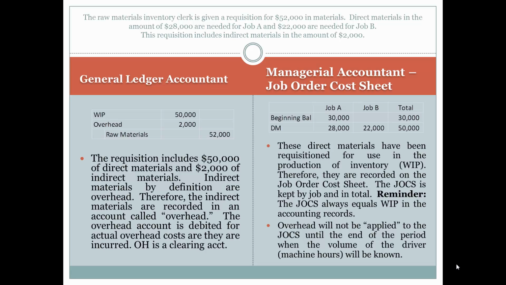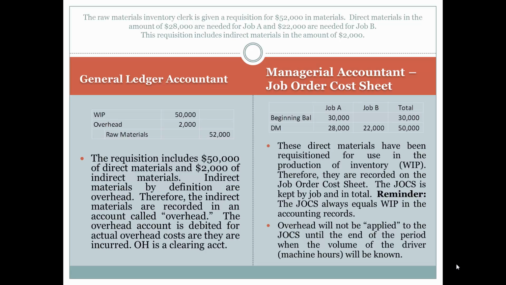The raw materials inventory clerk is given a requisition for $52,000 in materials. Direct materials in the amount of $28,000 are needed for job A and $22,000 are needed for job B. This requisition includes indirect materials in the amount of $2,000. The general ledger accountant will be recording work in process for the direct materials and overhead for the indirect materials. This general ledger journal entry will also show the movement out of raw materials into work in process. The requisition includes $50,000 of direct materials and $2,000 of indirect materials.